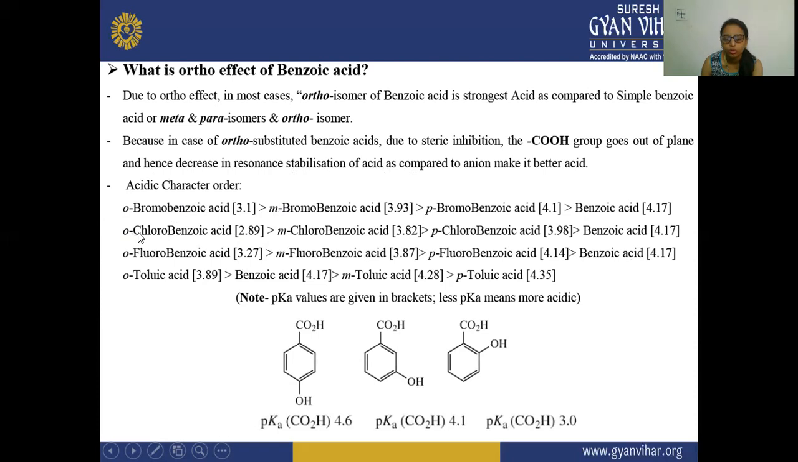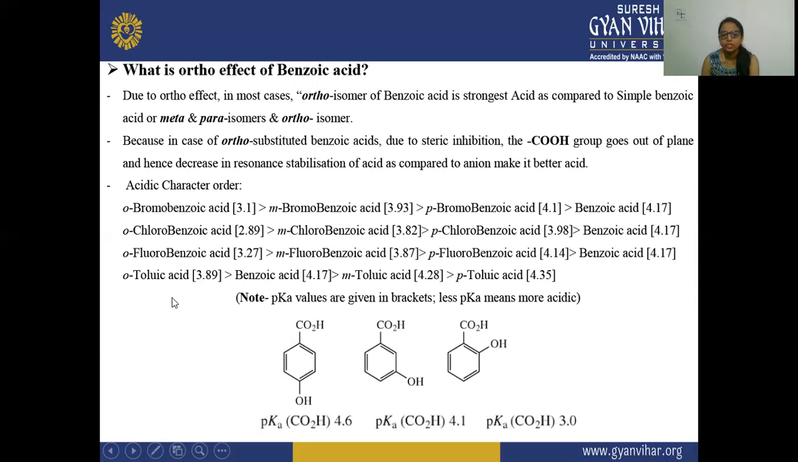So here, ortho chlorobenzoic acid has a pKa of 2.89, meta chlorobenzoic acid has 3.82, and para chlorobenzoic acid has 3.98, all more acidic than benzoic acid. And here you can see ortho fluorobenzoic acid, which has 3.27, then meta fluorobenzoic acid, which has 3.87, and next para fluorobenzoic acid, which has 4.14. Next is benzoic acid, which has 4.17.